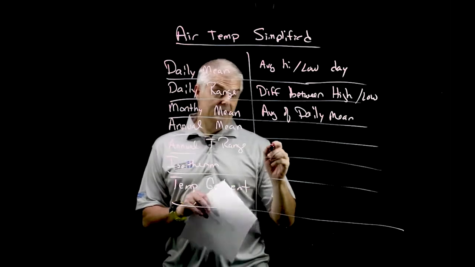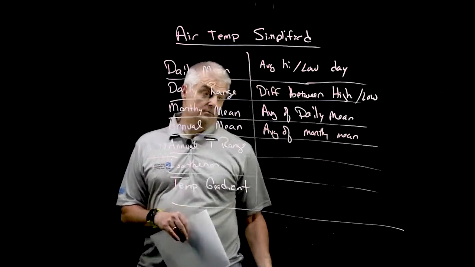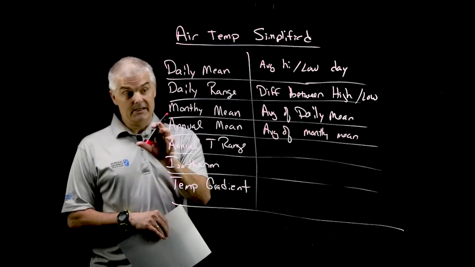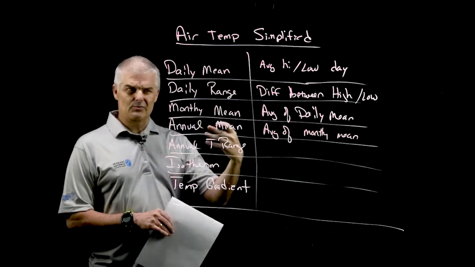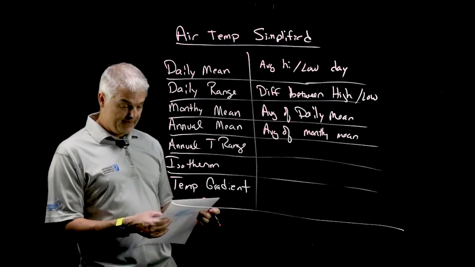The annual mean is the average of the monthly means. You take January, February, March, April, whatever. You find the monthly mean. You average them together. So what this does is it gives you a picture. All these things give you a picture of what it'd be like to live there, right?